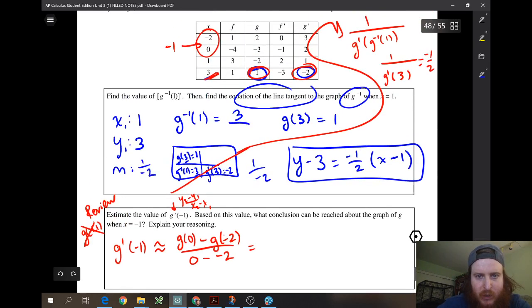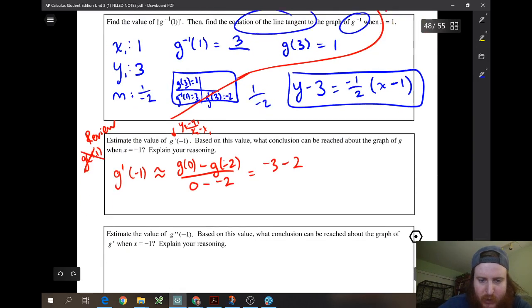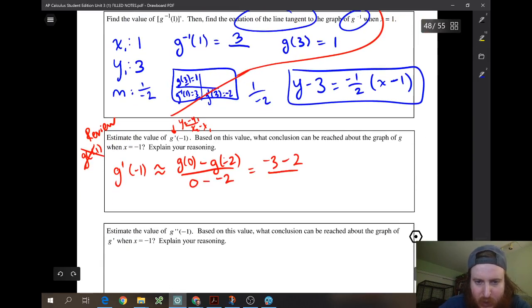Okay, g of 0 is negative 3 minus g of negative 2 is 2. So negative 3 minus 2 divided by 0 minus negative 2, which turns to positive 2. So you get negative 5 halves. So that's the estimate of the value of g prime of negative 1. Box it. That's an answer.